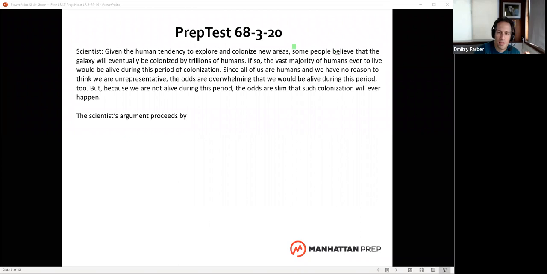And then look what they do. They say, if so. So now they're trying to draw a conclusion from that, not their own personal conclusion, but just what would follow from that. So if we spread out to many, many galaxies, right? Here's Earth with about 7 billion people. And if we travel out to the distant stars, right?